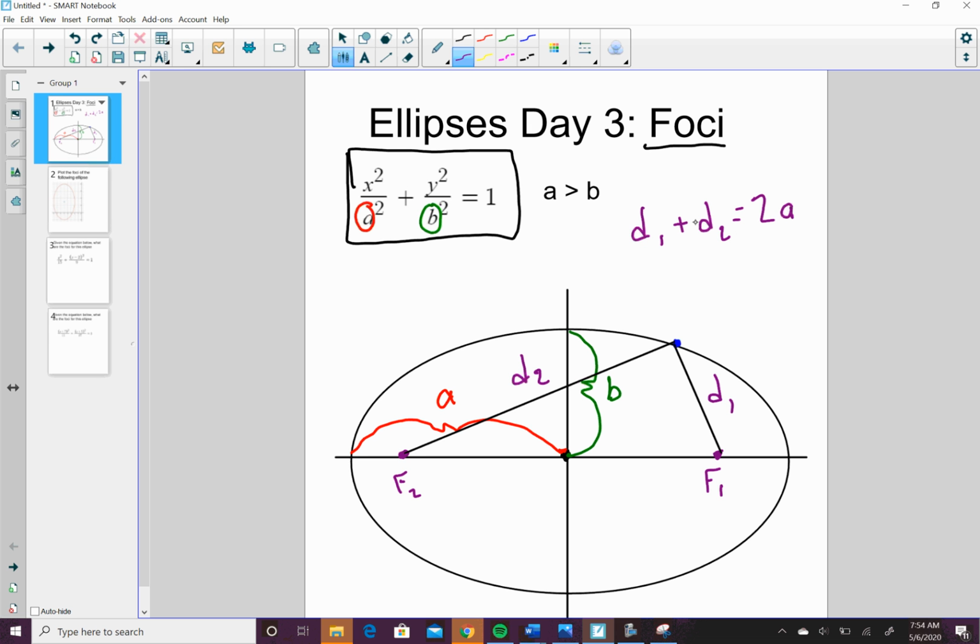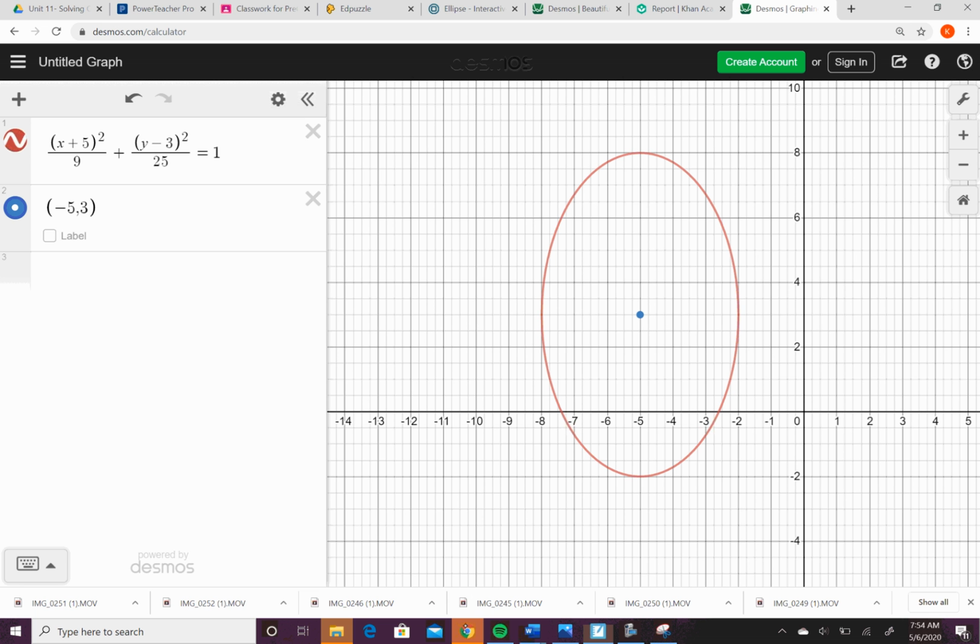That's really the definition of an ellipse: an ellipse is the set of all points where the sum of the distances to 2 other points, which we call the foci, is equal to twice the major radius. So let me show you what I mean here.